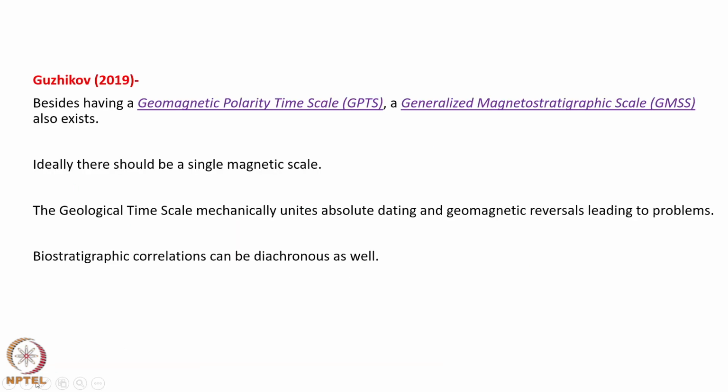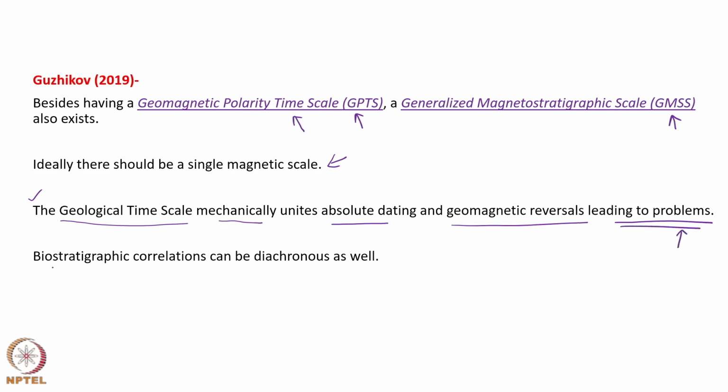There are actually two magnetic scales. One is the geomagnetic polarity time scale, GPTS, the other one is called the generalized magnetostratigraphic scale, GMSS, and ideally there should be a single magnetic scale, but anyway these two are there. The tendency of the stratigrapher is to link the geological time scale, which I have already discussed in the NPTEL lecture, mechanically with the absolute dating and geomagnetic reversals. Now, this is not always possible and this leads to problems.